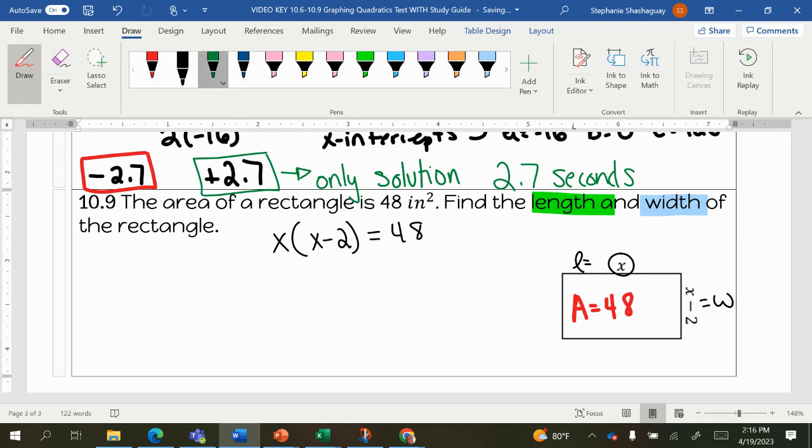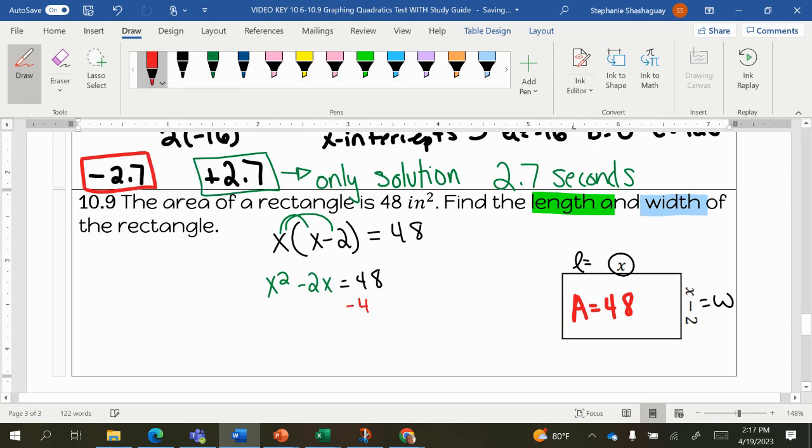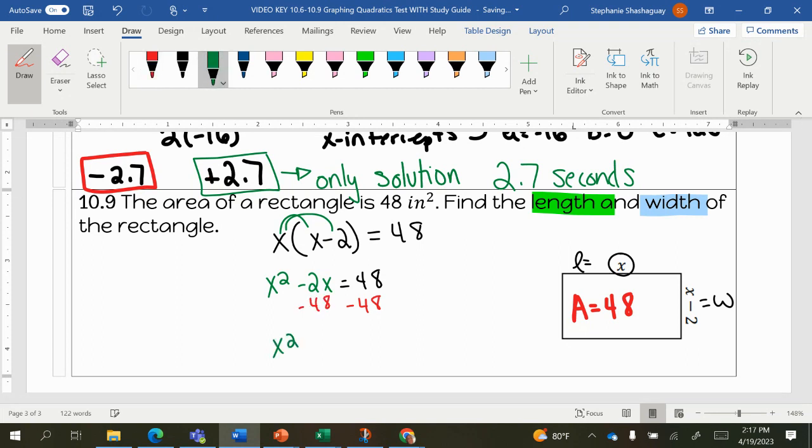So in order to solve this, we are going to distribute that x, and we get x squared minus 2x. That's equal to 48. So then we subtract 48 from both sides. When we do that, we get x squared minus 2x minus 48 is equal to 0. Now I can either factor, I can complete the square, or I can use the quadratic formula to solve from here.